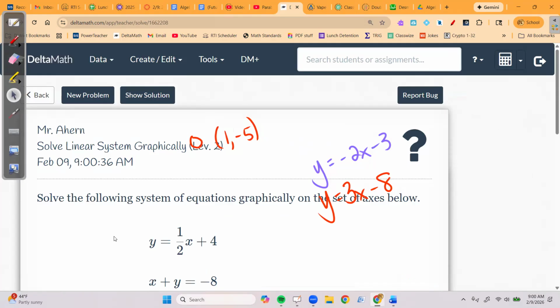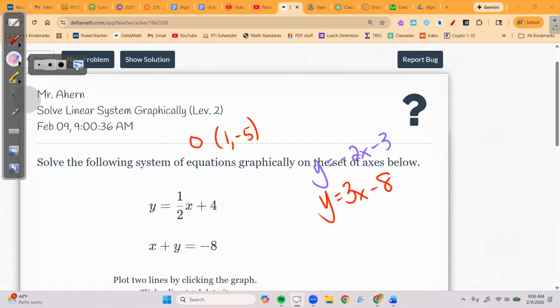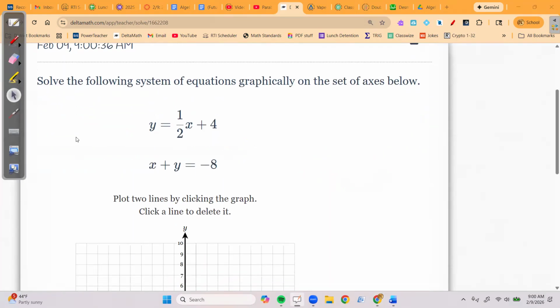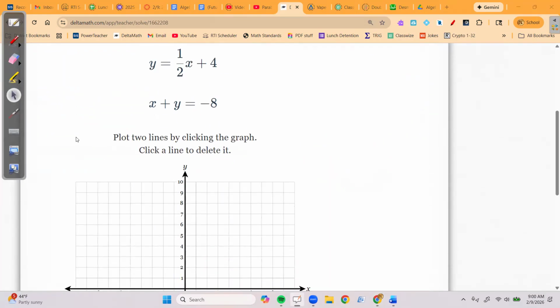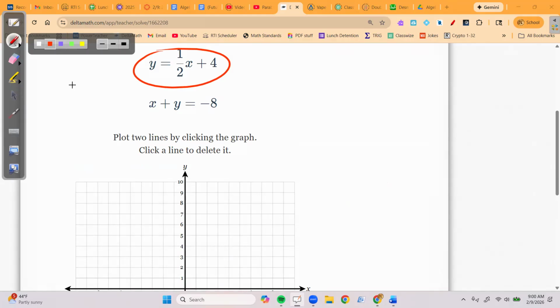Let's take a look. What do you notice? I don't mind fractions. The y is by itself. Yes, one of the equations I have to do a little bit of math, very simple math, too. But the good news is that the top equation is already ready to go, right? But the bottom equation, no bueno, right? So how are we going to take this bottom equation and get it prepped?